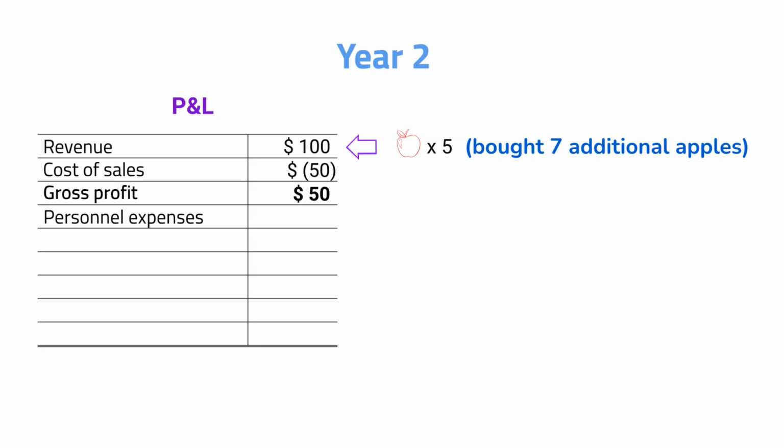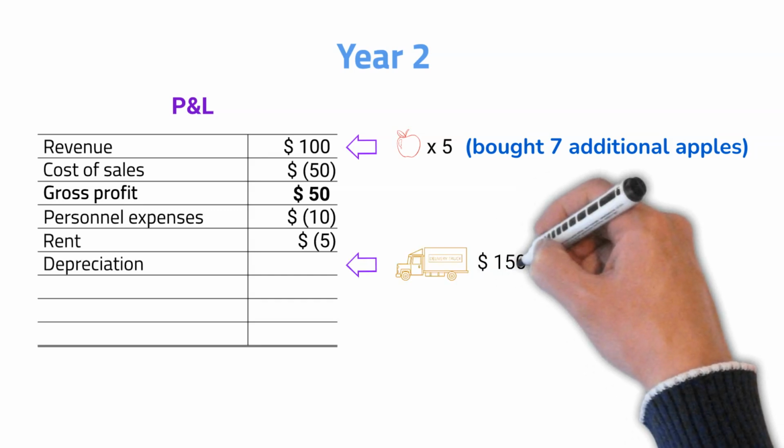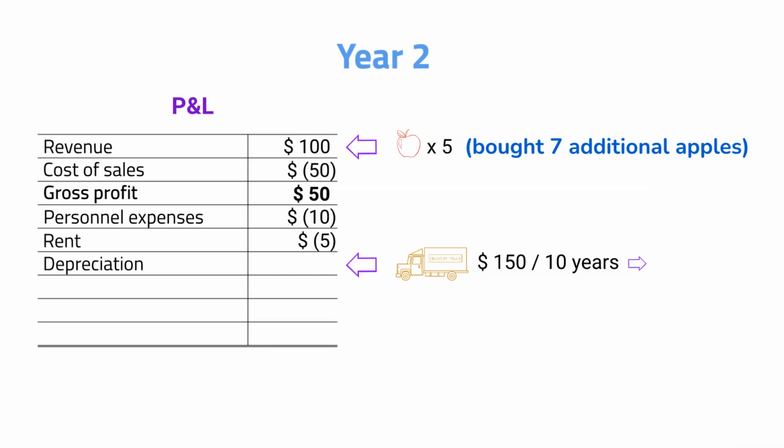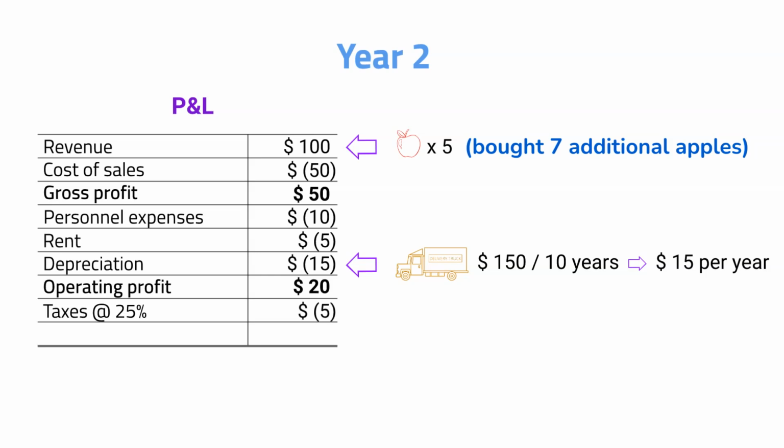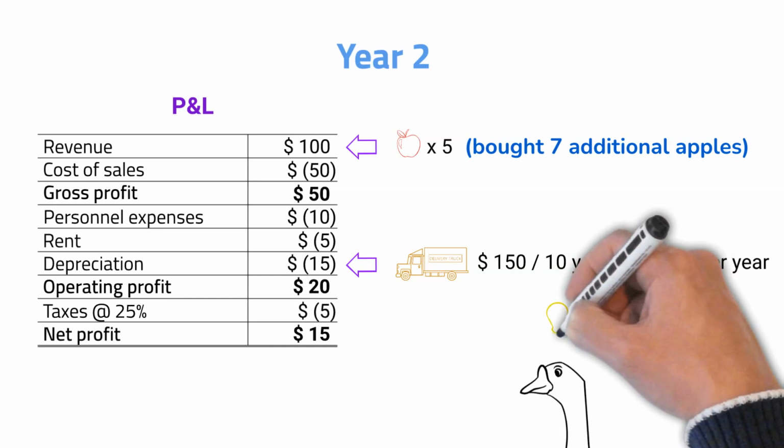Then we paid ourselves a salary of $10 and a rent of $5. And as our truck will last us for 10 years, we deduct 1/10 of its cost as depreciation. So we depreciate our truck by $15. Our operating profit is then $20. On that we pay a tax of 25%, which is $5. Our net profit is $15.